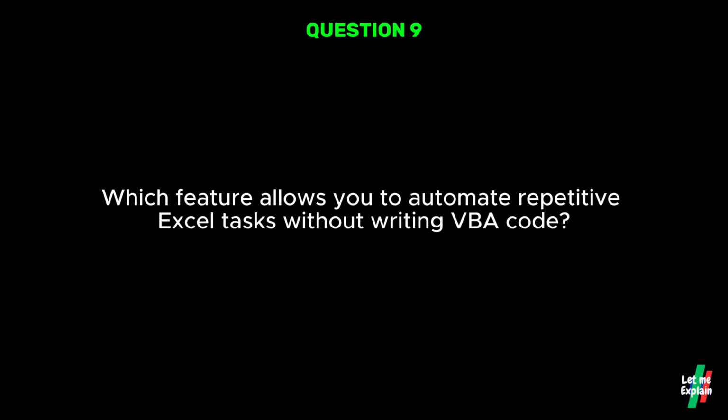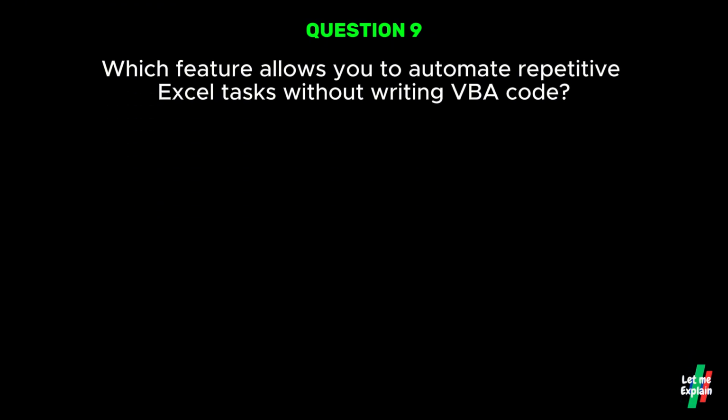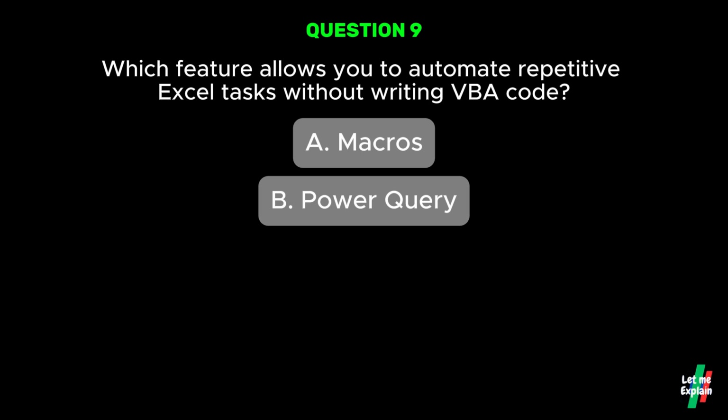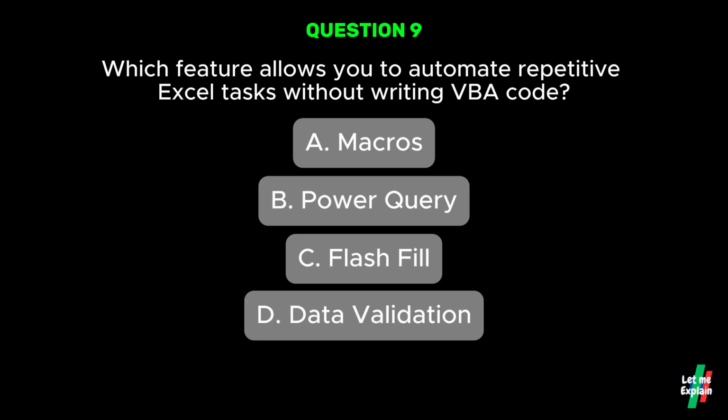Question number 9. Which feature allows you to automate repetitive Excel tasks without writing VBA code? Macros, Power Query, Flash Fill, Data Validation. The correct answer is C, Flash Fill. Flash Fill recognizes patterns and automatically fills data. For example, extracting first names from full names often requires no formula at all.